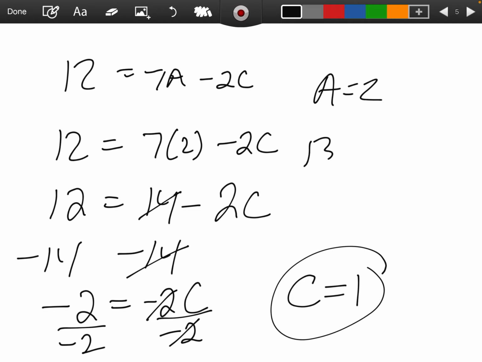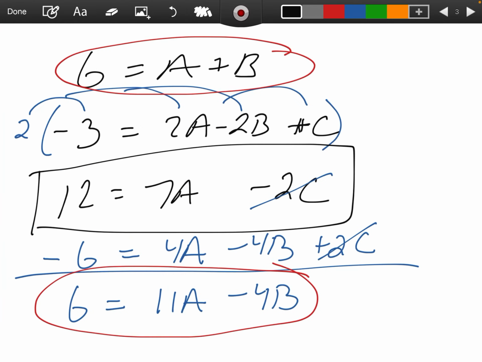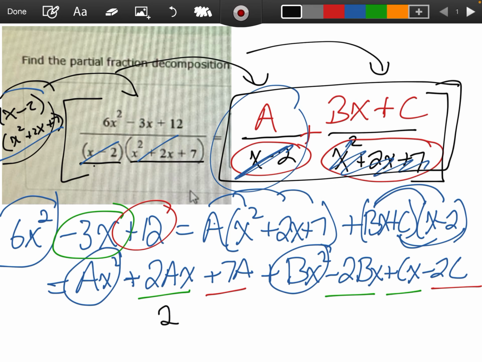Okay, so look what we have. A is 2, b is 4, c is equal to 1. So I'm going to come back to my very first slide. Where is it? Here we go. Right here. So remember what we said, and I'm going to clean up some of this mess. Actually, I'll just do it down here in the bottom.